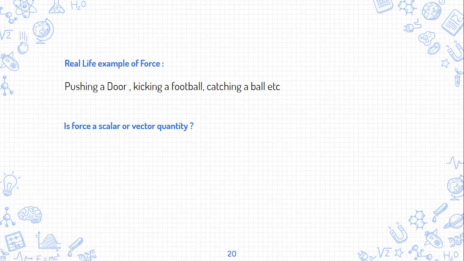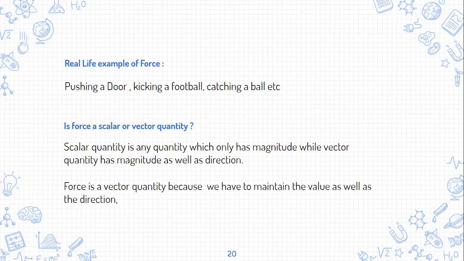So after 2 minutes, restart the video. A scalar quantity is any quantity which only has magnitude, it only has value, while a vector quantity has magnitude, a value, as well as direction. I will just give an example of what is a scalar quantity. Like your weight. Your weight now at your place is, for example, 40 kgs.